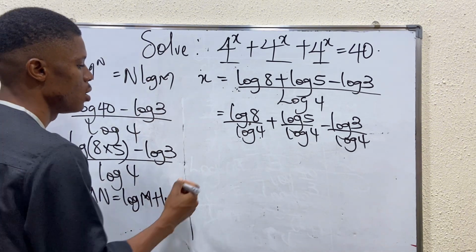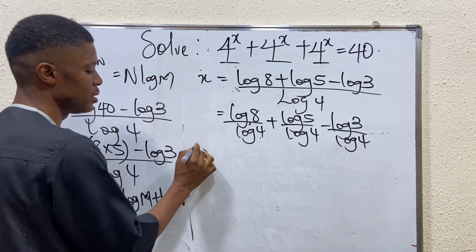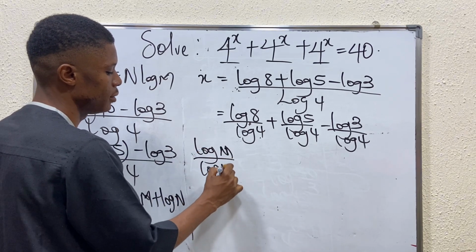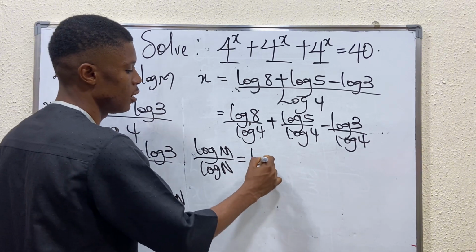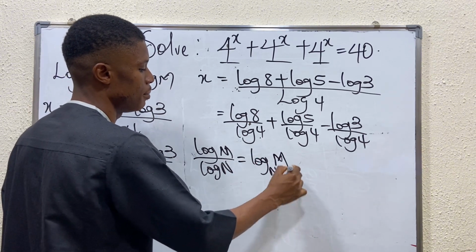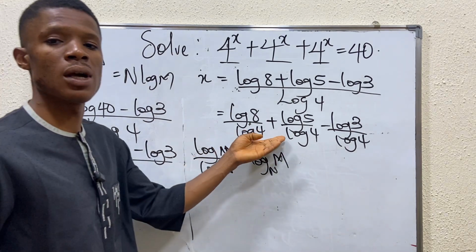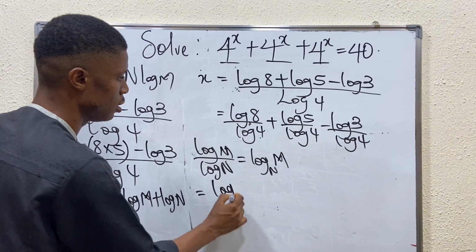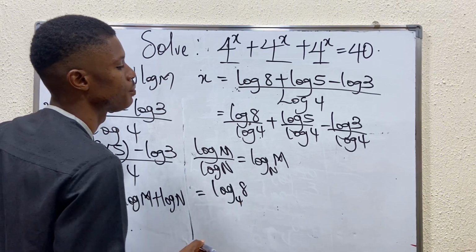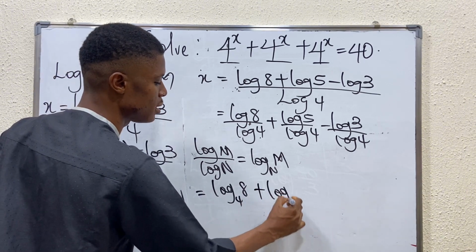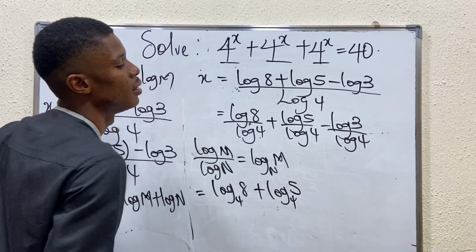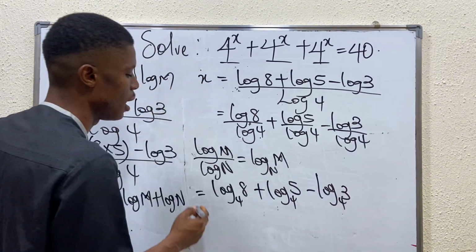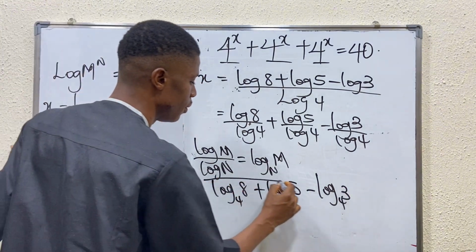If you use change of base, it says that when we have log of m divided by log of n, that is the same thing as log base n of m. If this rule stands, we are going to apply it here. What do we get? We get log base 4 of 8, plus log base 4 of 5, minus log base 4 of 3. And that's actually the value for x.